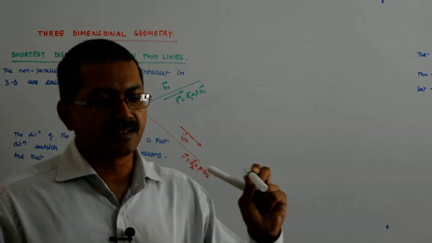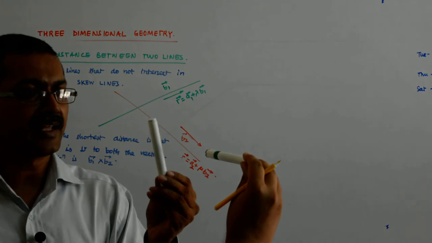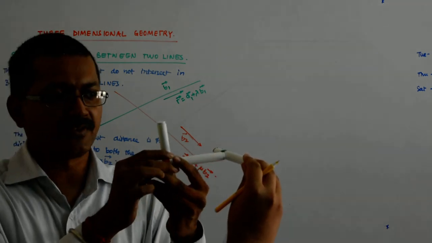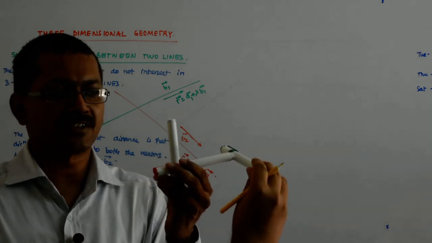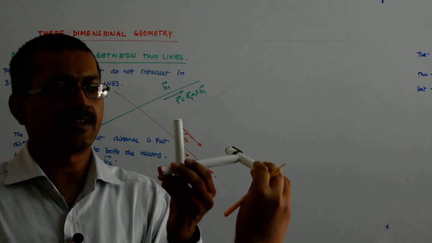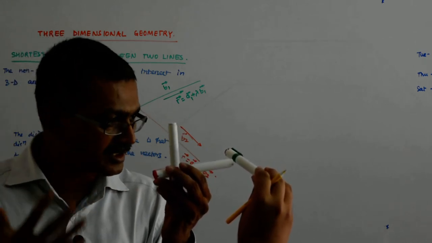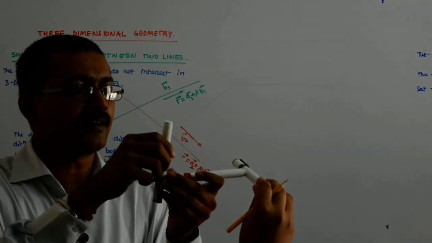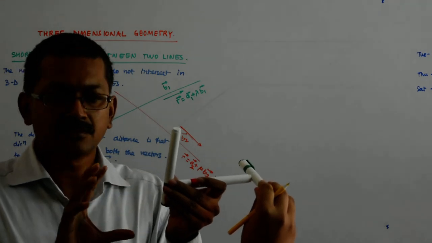Now again think, hold this pen. I have got this direction, fine. Look at this figure, otherwise you won't understand. I have this shortest distance vector, the direction of the shortest distance. Still I have not got the shortest distance, right? So I have got a vector in whose direction I have the shortest distance.